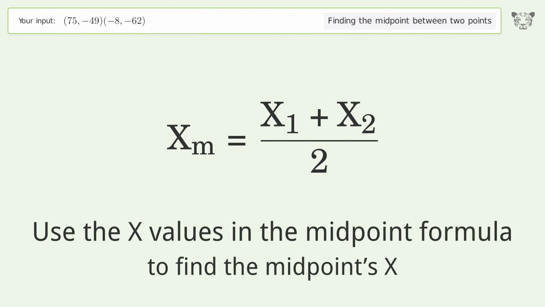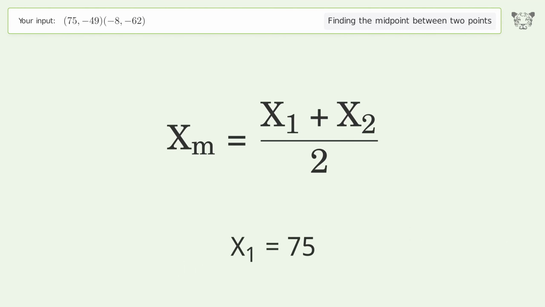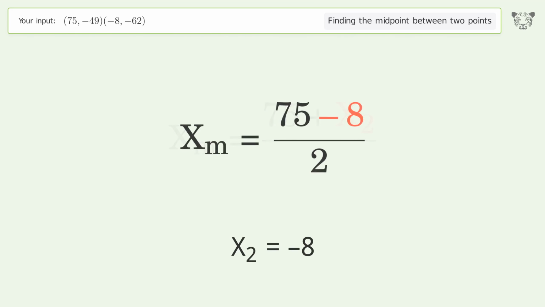Use the x values in the midpoint formula to find the midpoint's x. x1 equals 75. x2 equals negative 8. Simplify the arithmetic.